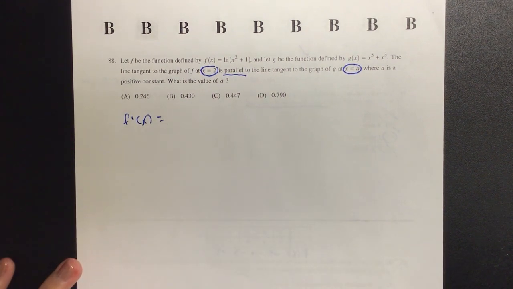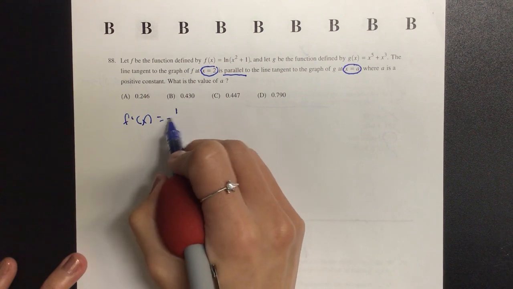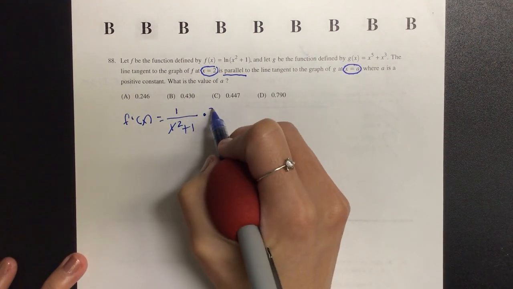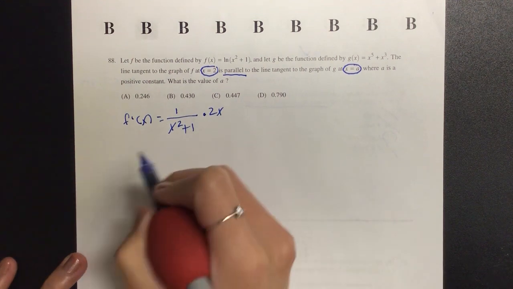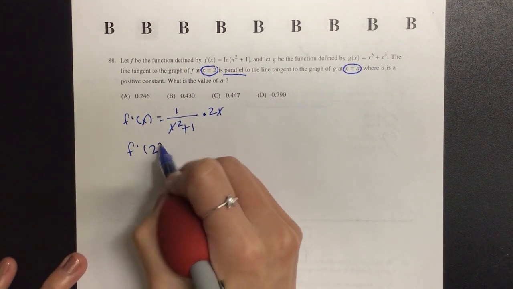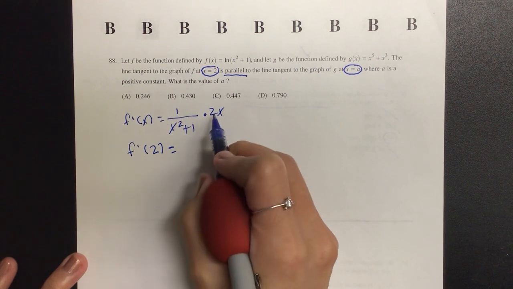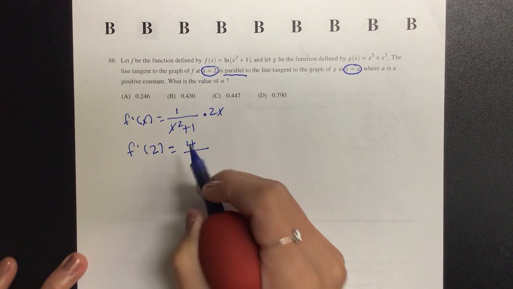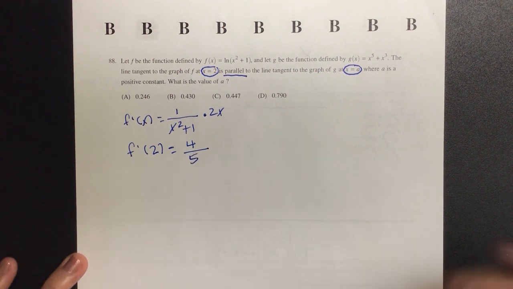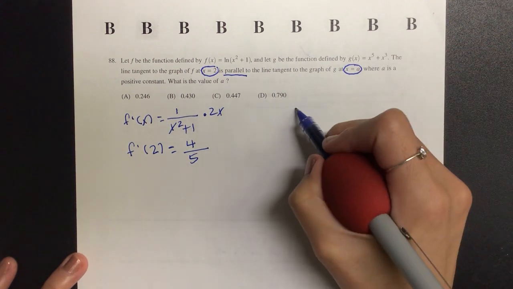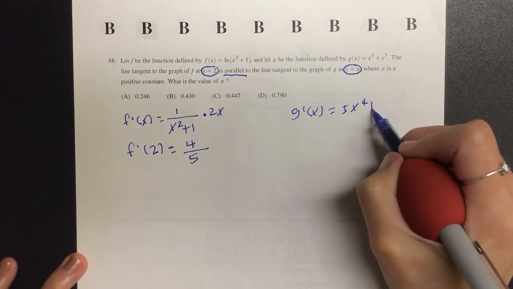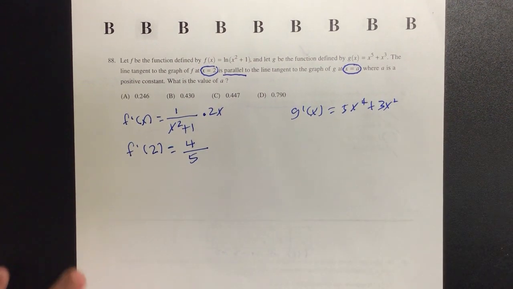So to recall, natural log derivative is 1 over the argument times the derivative of the argument, which is 2x. And then we're going to plug in the 2, f prime of 2. So that's going to give us 2 times 2, which is 4 on top. On the bottom, it's going to be 2 squared plus 1, which is how many? 5. Very good. And then let's derive the g of x. So that's going to give us 5x to the 4th plus 3x squared. And then it says, let's let x be a.